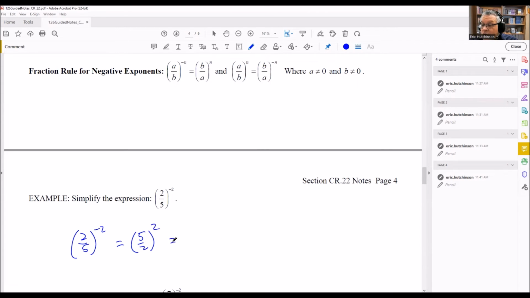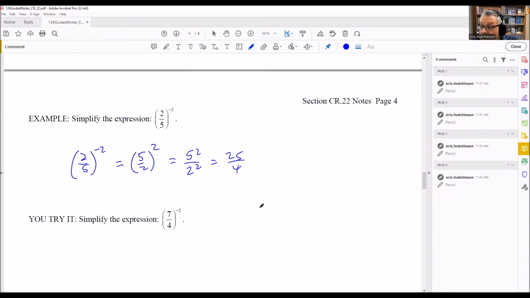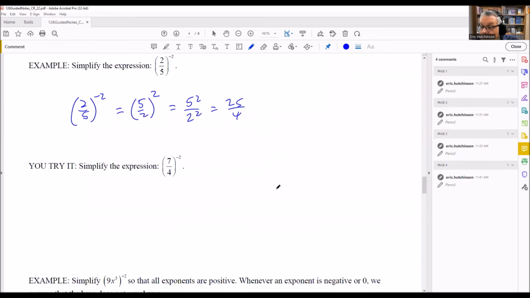But of course, then I want to square both of those. So I get 5 squared over 2 squared, or 25/4. That doesn't reduce, so that would be our answer. Let's do another example of that.